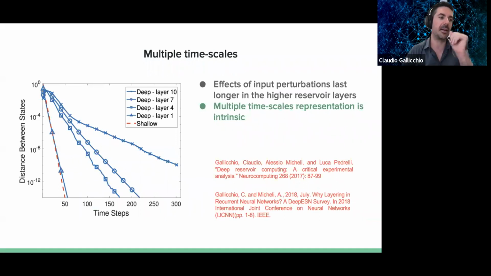These slides are just to describe in more detail the aspects related to multiple time scales, but I think I have no time for doing that. You can find more information in these papers, but the point is that compared to a system in which the same number of units, the same number of neurons, are arranged in one single layer, if you stack them into multiple layers, then you have for free multiple time scale representations ordered along the hierarchy of the architecture.